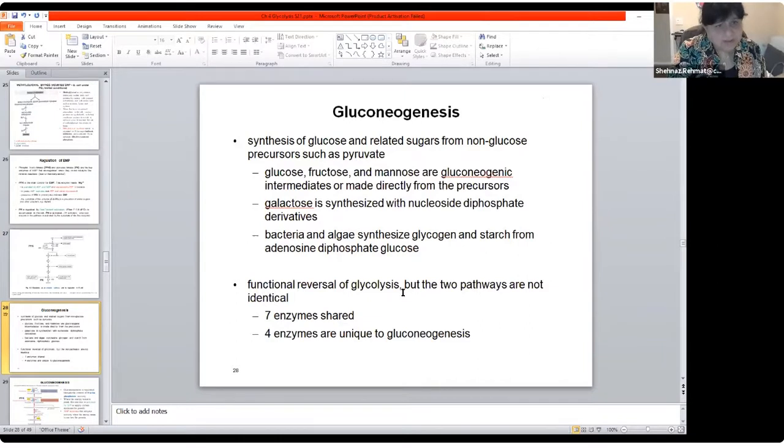So when you look at glycolysis and gluconeogenesis, they look almost as if it is a functional reversal. So gluconeogenesis is just a functional reversal, but the two pathways are not identical. So we cannot say that they are totally identical. 7 enzymes are shared by the two pathways, but 4 enzymes are unique to gluconeogenesis. So you need those 4 extra enzymes to be able to reverse this pathway. So it's not a truly reversal pathway of glycolysis, it's a functional reversal.